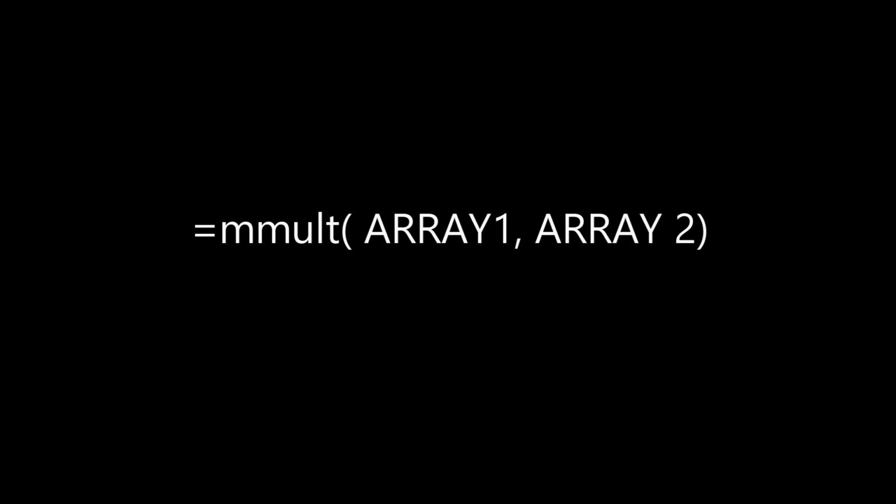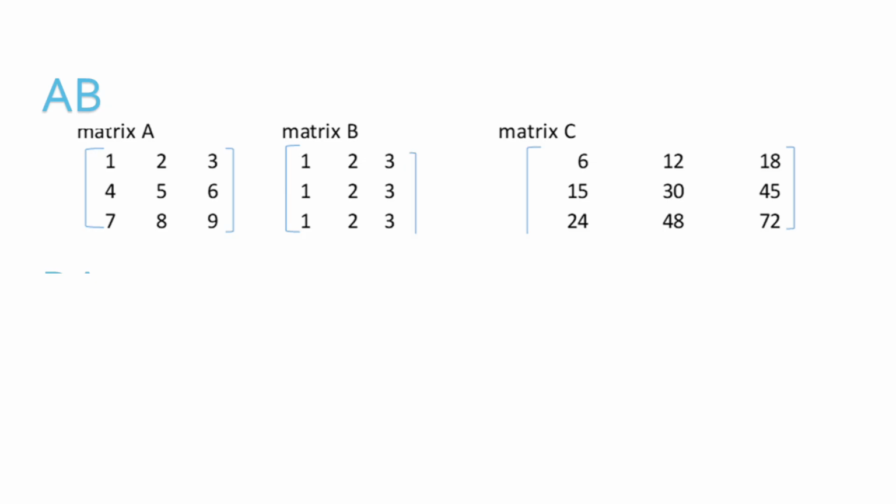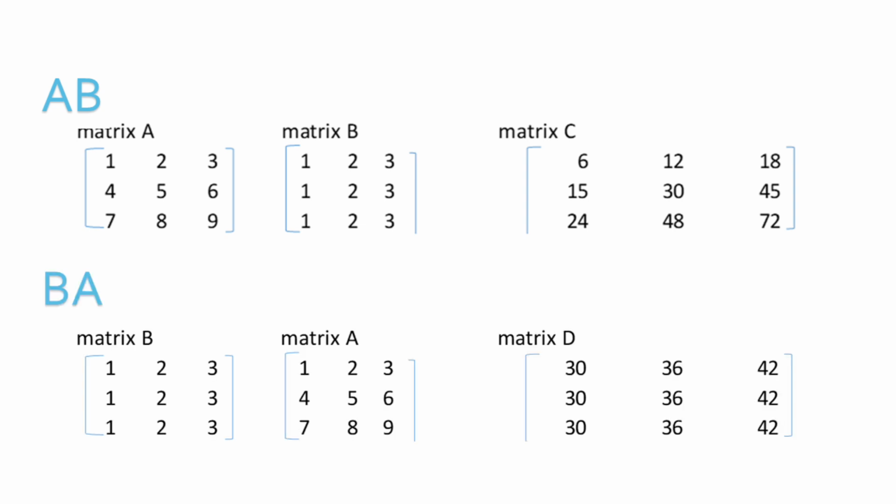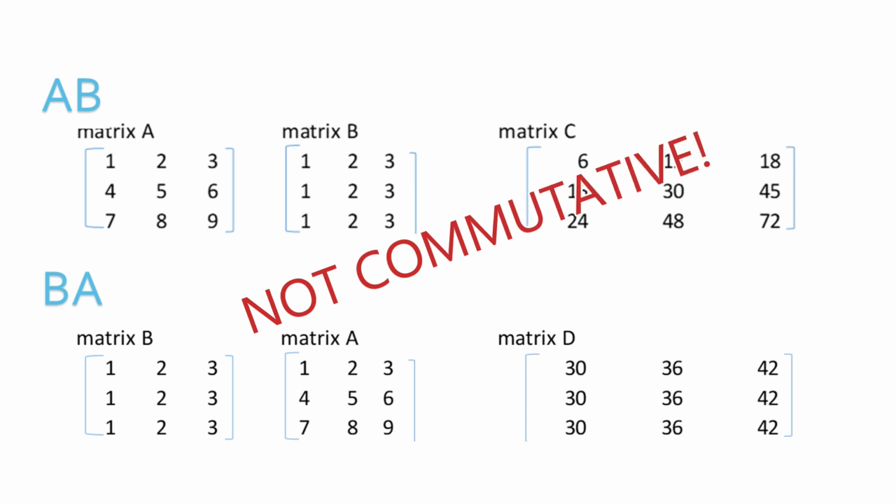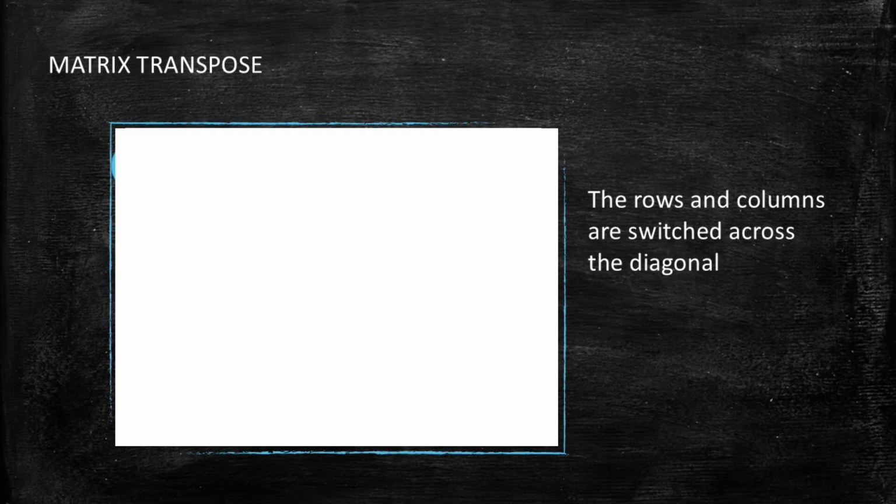a while ago. So we have matrix A times matrix B is equal to matrix C, and if we reverse the order, matrix B multiplied by matrix A, you'll notice that it'll come up with a matrix D, which is different from matrix C. Again, matrix multiplication is not commutative, so AB is not the same as BA. So pay attention to the order of the operations.